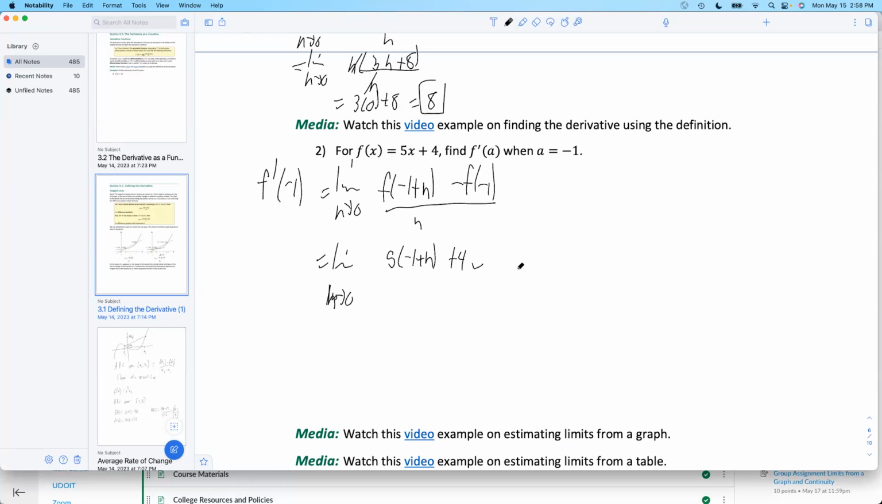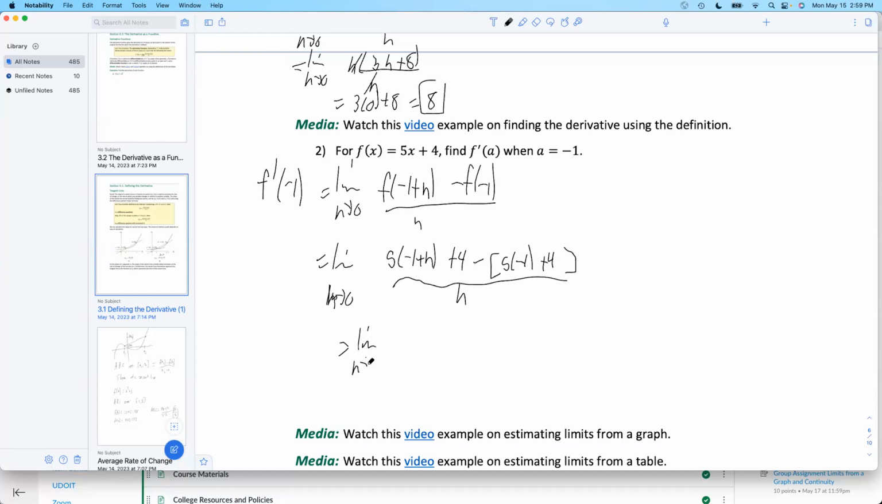So that right there is this. Minus, and then I'm going to need parentheses here. A lot of mistakes happen here too. f of -1 would be 5 times -1 plus 4. And then all over h. Don't forget the over h. And now we just clean up. So nothing's squared here. I don't have to worry about any of that stuff. This is just all linear. Just clean it up.